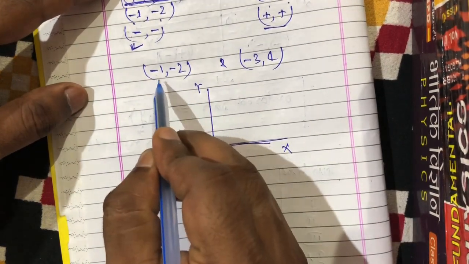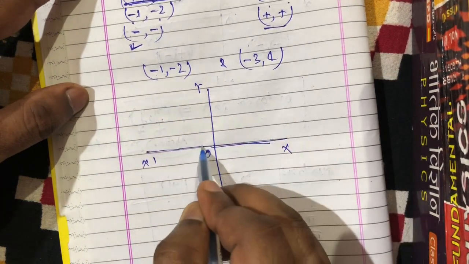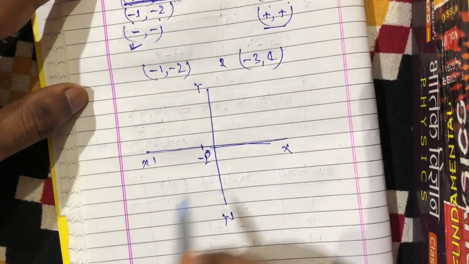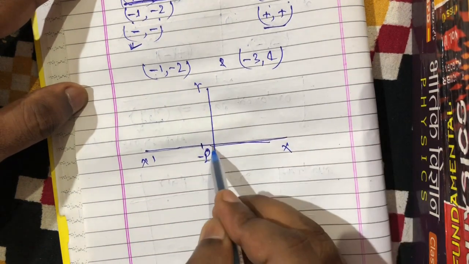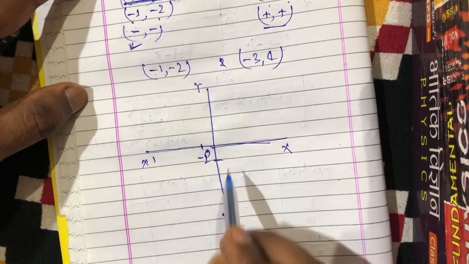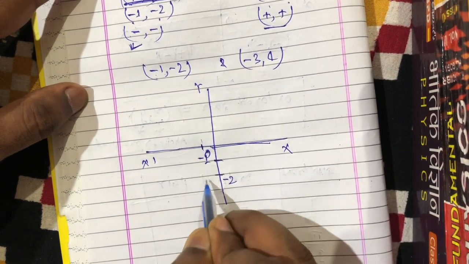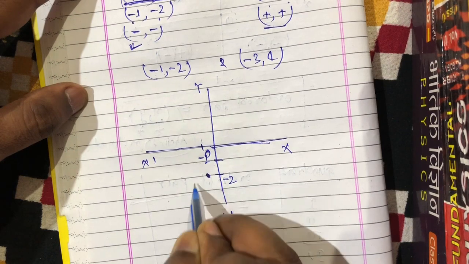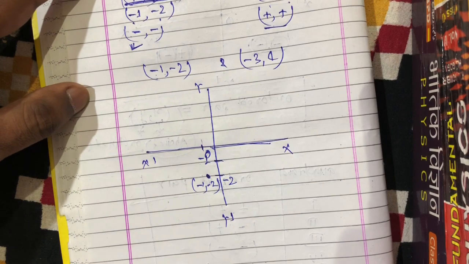Now the first point is (-1, -2). The value of x is minus 1. Let this be minus 1. The value of y is minus 2, and we know that a negative value of y is below the origin. Let this be minus 1 and this be minus 2. Okay, these 2 points meet over here. This point will represent (-1, -2).